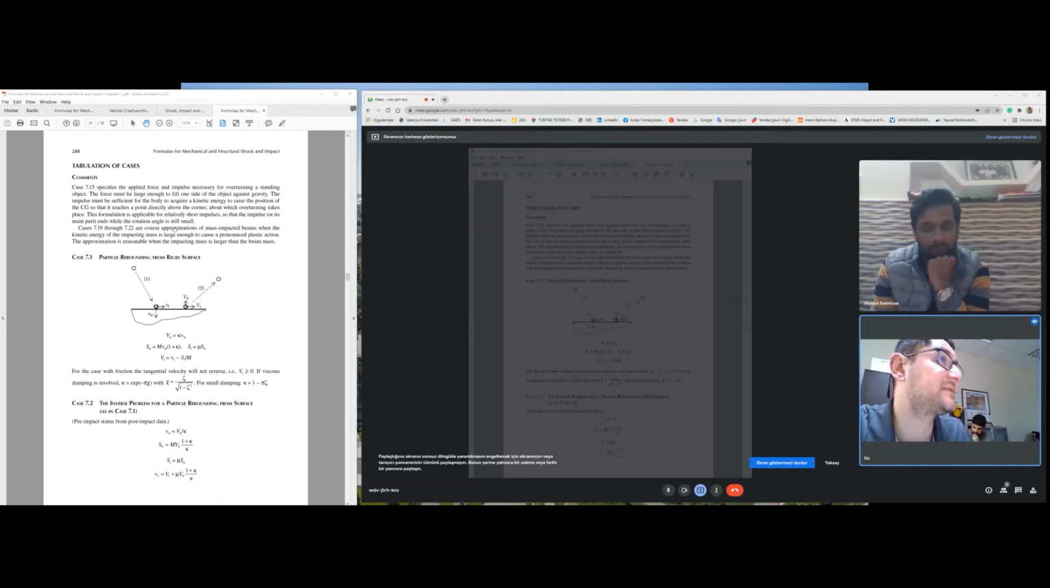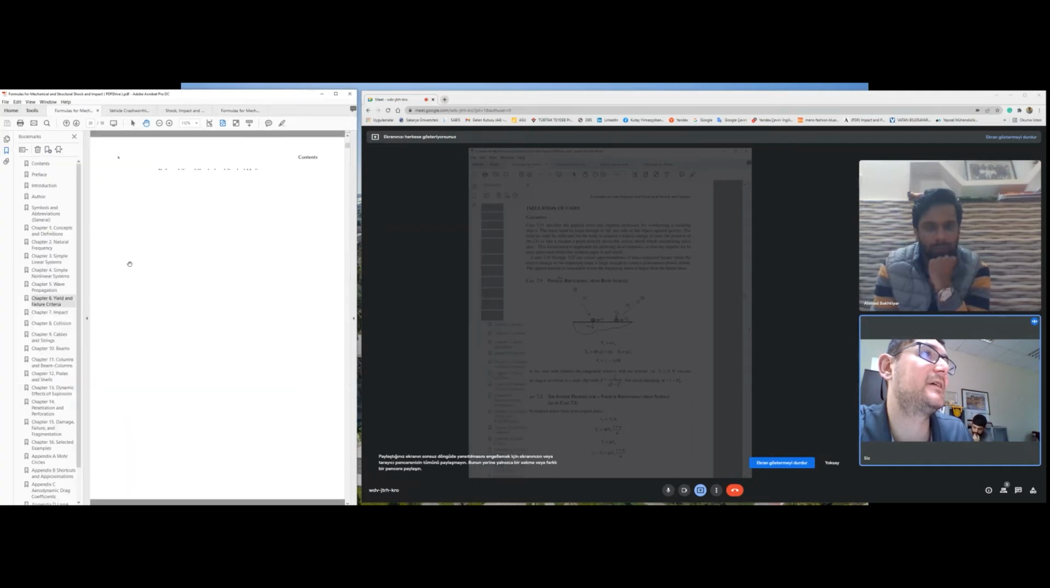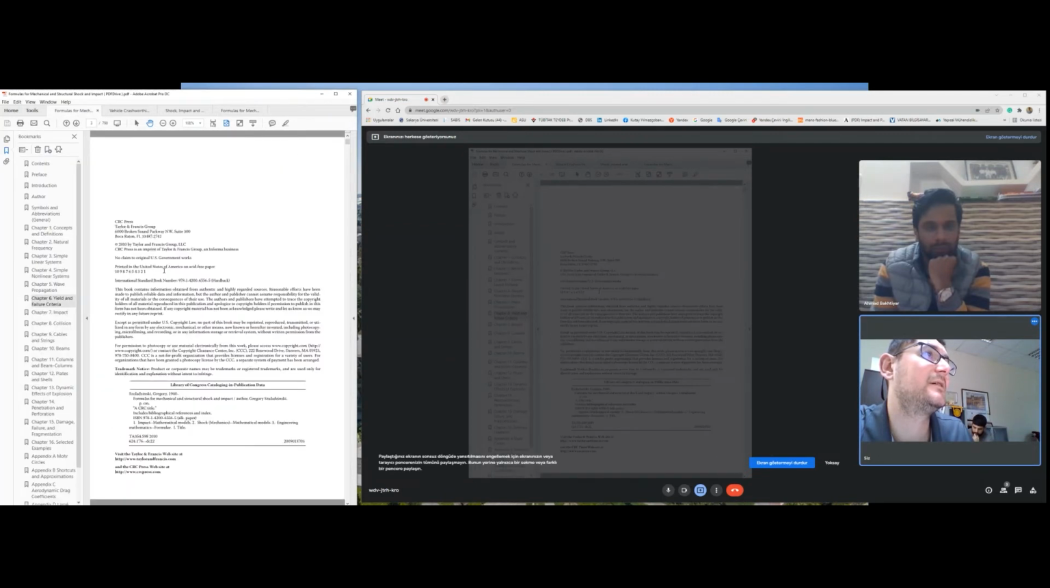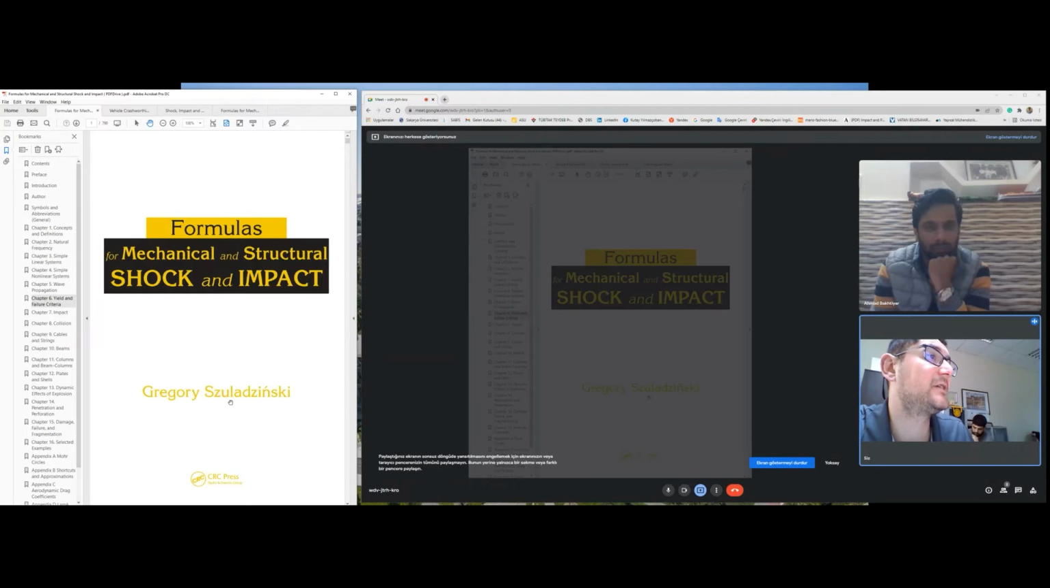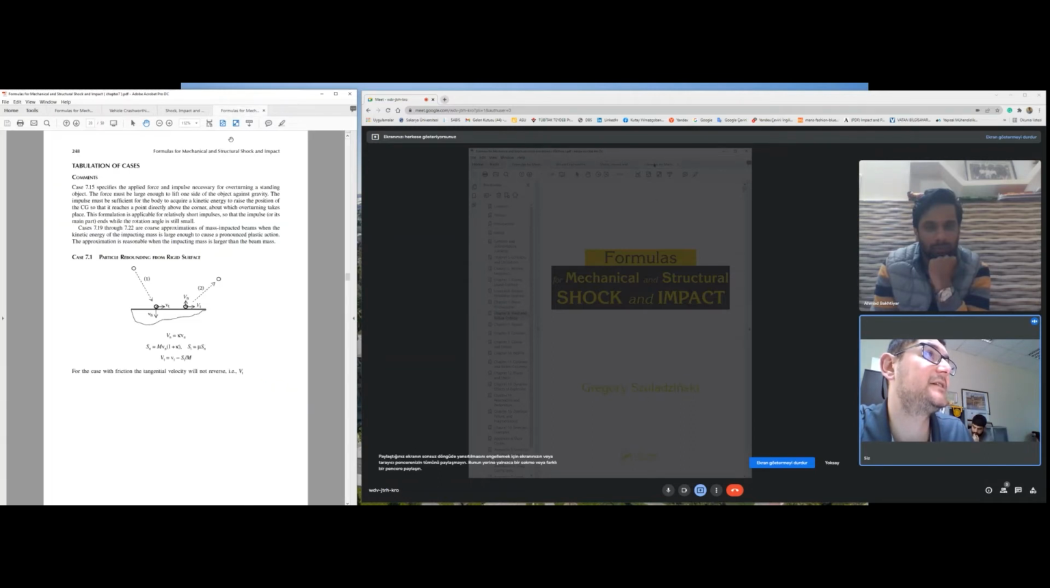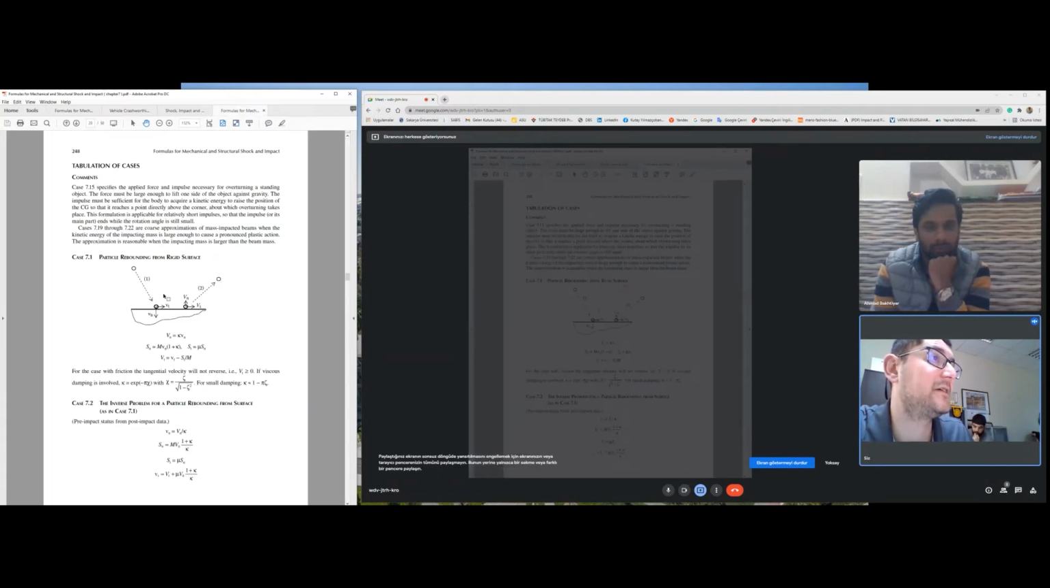Tabulation of cases. This one is also important because the author, let me find his name. Let me remember him. Yeah, Gregory Szuladzinski. He has created a very well-written book. He tried to express the info by applying it to applications, like examples. Look at here. And it also gives every single detail for the problem.